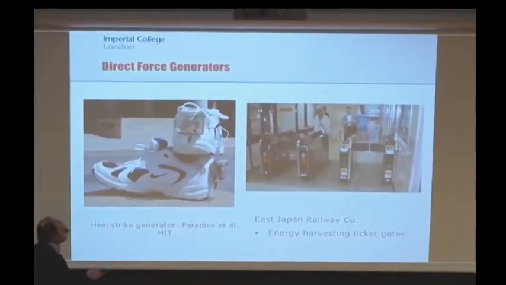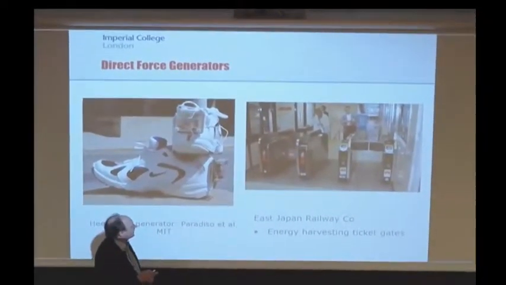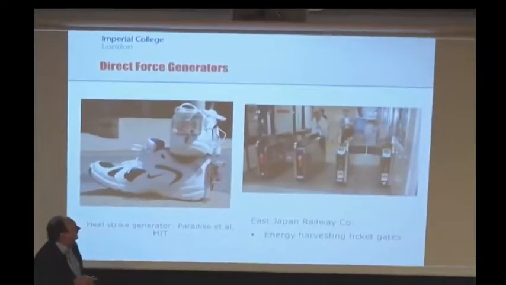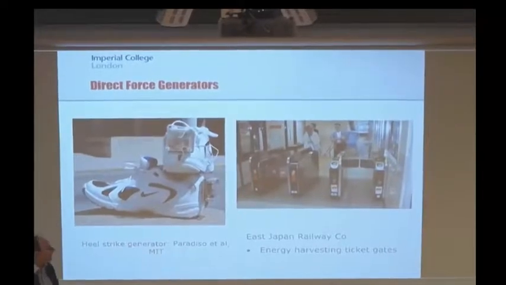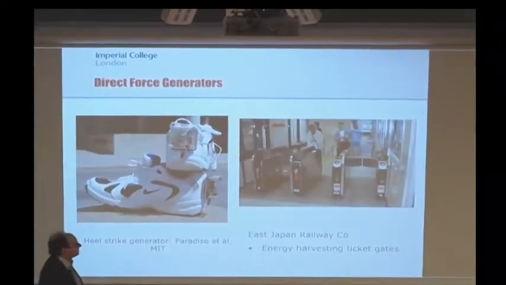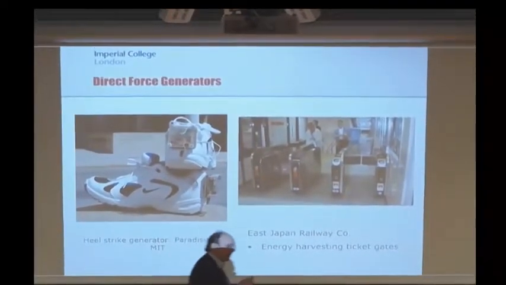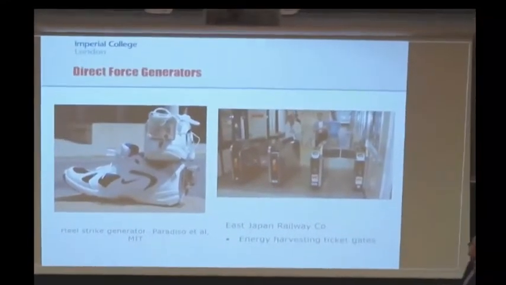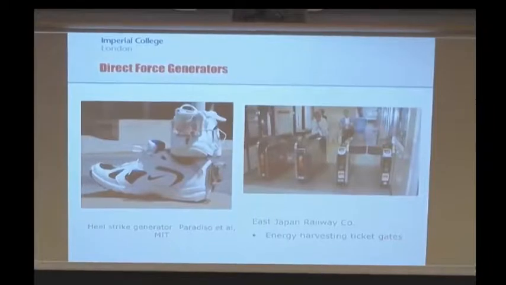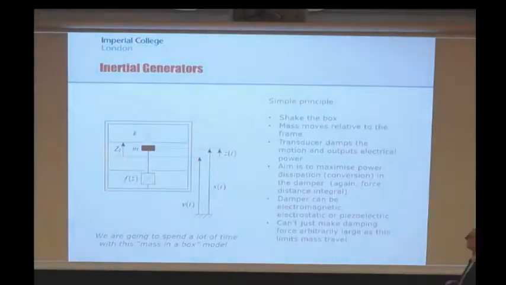Another example here are these ticket gates. This is East Japan Railway Company, and they had these mats in the floor, so that as you stepped on those, you generated some electrical power to power the ticket gates. And again, you've got one side of this that is immovable because it's the floor, and the other side being a person, so you've got a huge amount of force that you can put onto both of these systems, so potentially the amount of power you can generate is very significant.